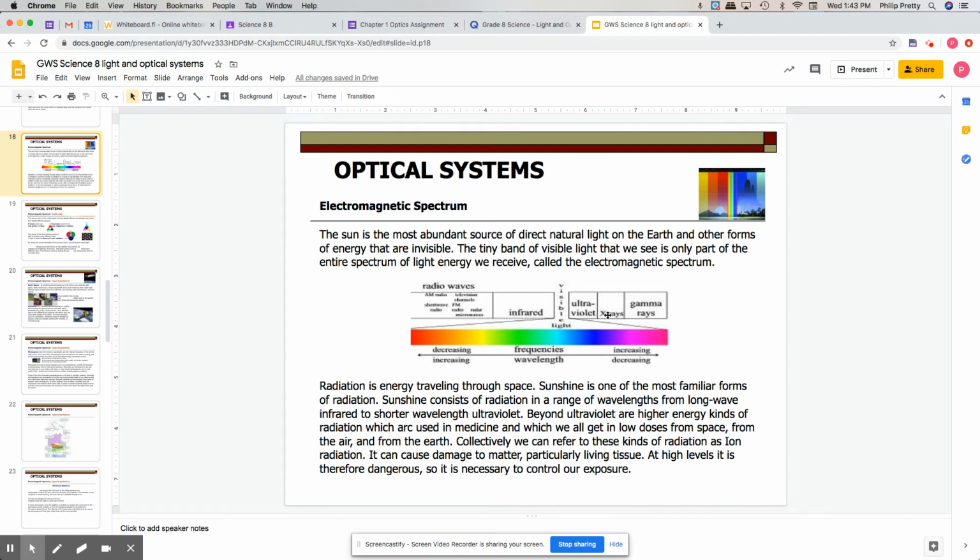So, X-rays, of course, are very powerful. We use those to take a look at our bones and so on. So, gamma rays are the most powerful. So, they would have the highest frequency and they would have the shortest wavelength.